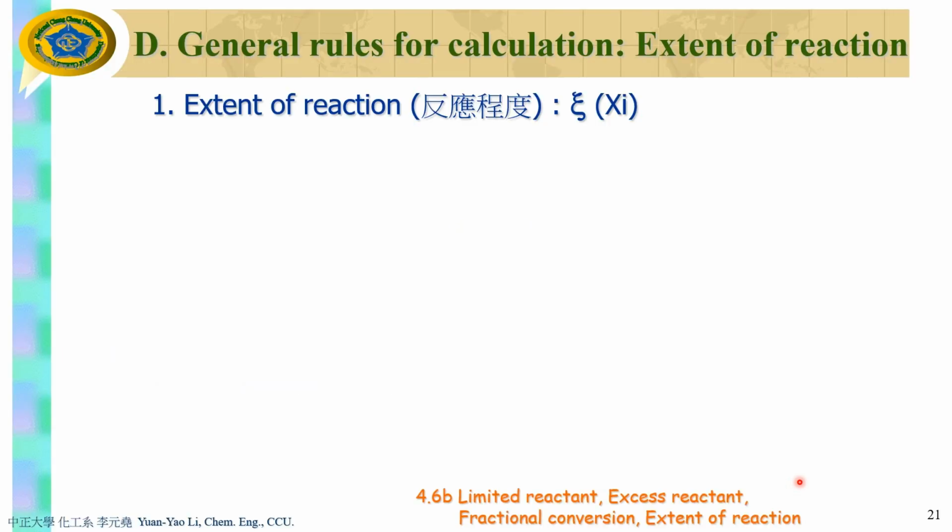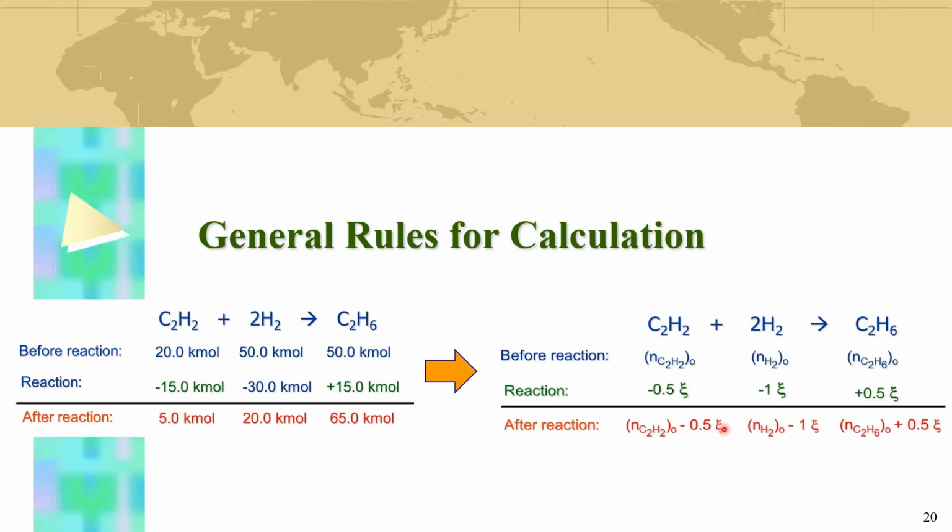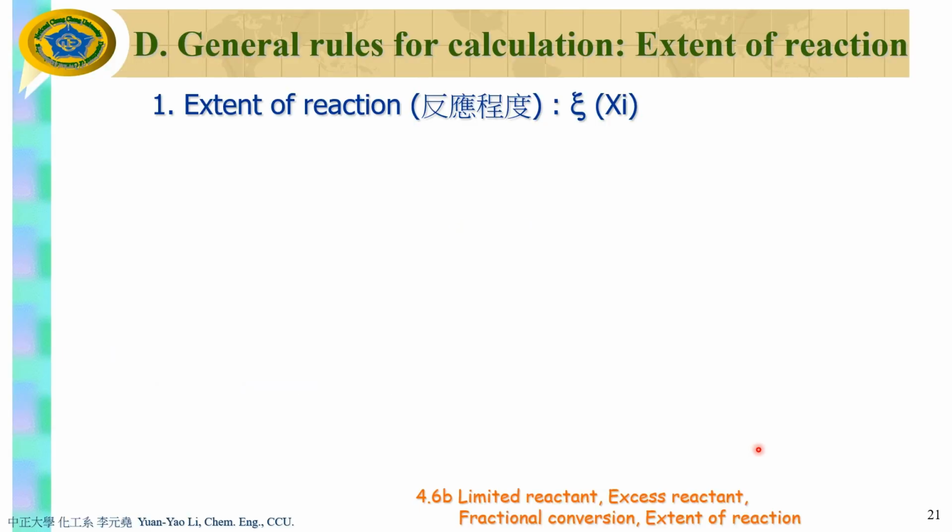So the first term, you might see there's a symbol here which you might not know. This is called Xc. And what is Xc? Xc is the extent of reaction. So extent of reaction means if it's 100%, the chemical reaction completes. So the maximum is 1.